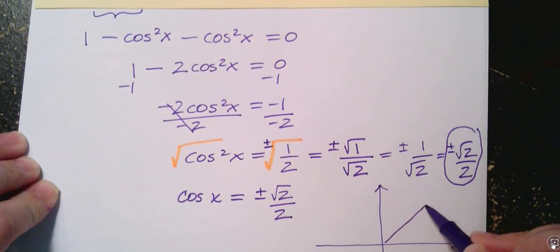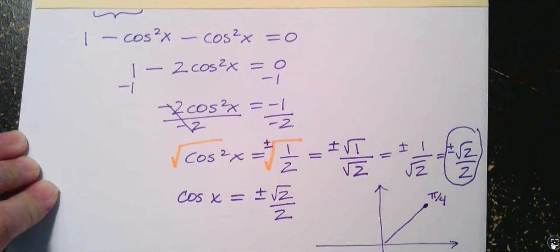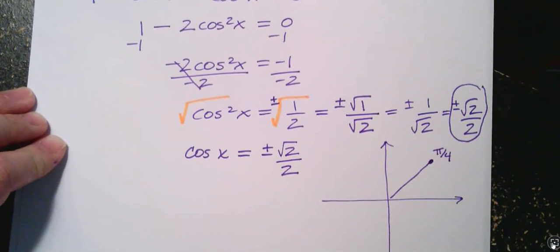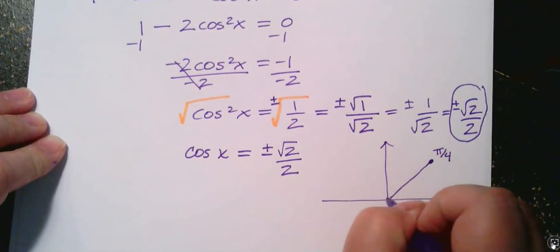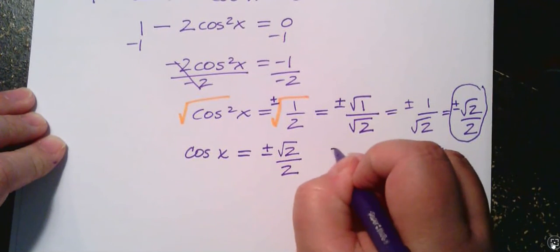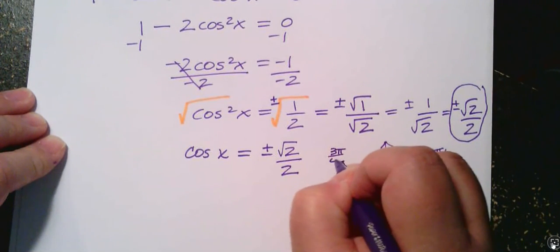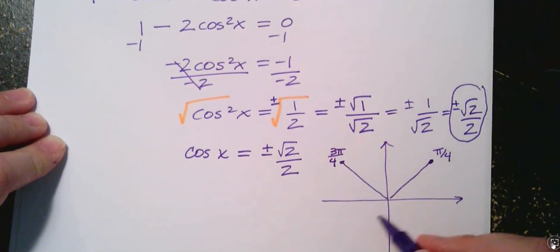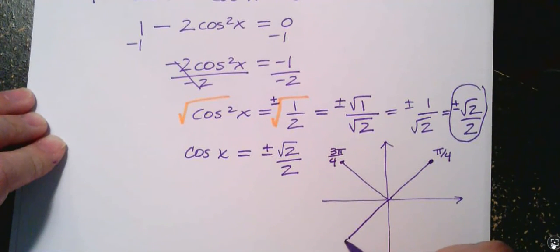So right here at pi over 4, 45 degrees, cosine is positive square root of 2 over 2. Right here at 135 degrees, or 3 pi over 4, it's negative root 2 over 2. Right here, negative root 2 over 2, excuse me. And right here is positive root 2 over 2.